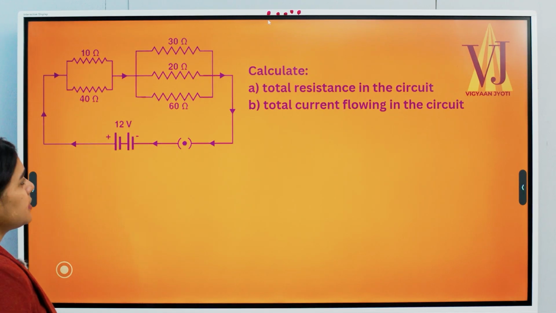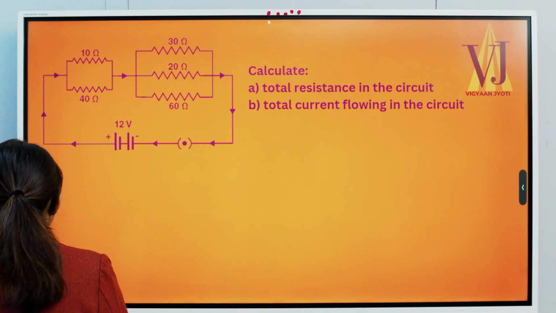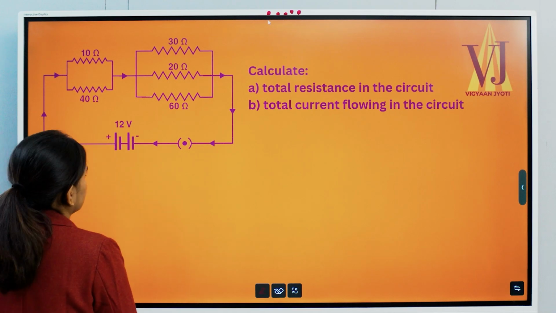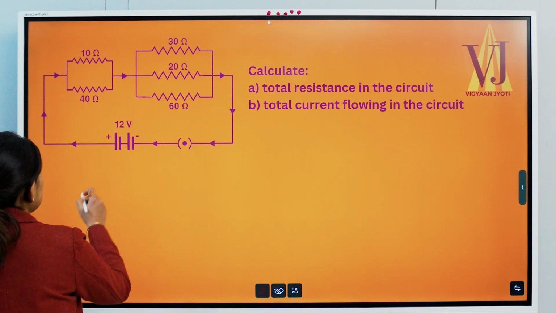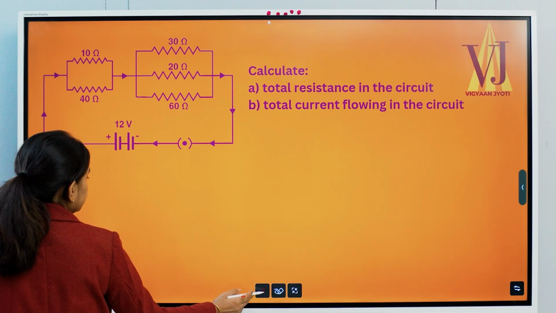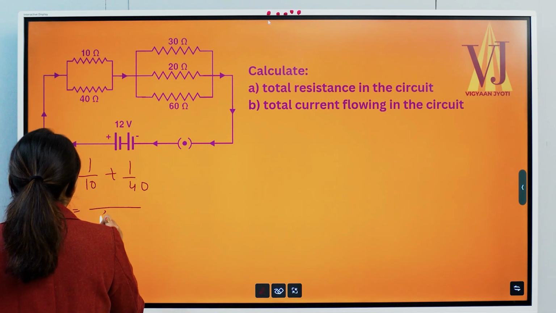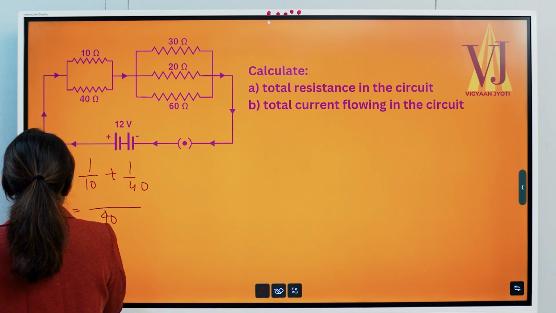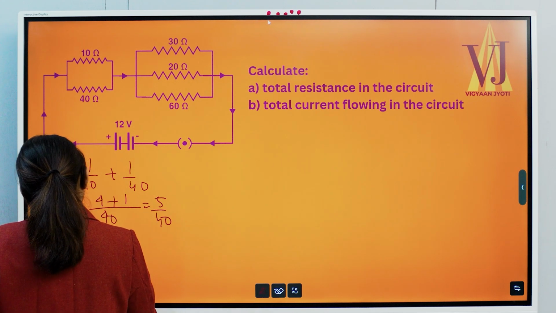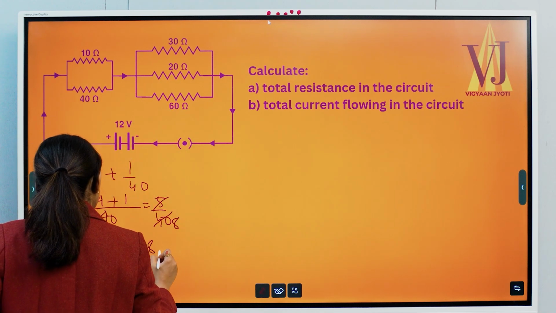Calculate the total resistance in the circuit, total current flowing in the circuit. So they are asking just the total resistance. Okay. So let us see. Whenever the resistance will be like this, we can just solve it part by part. It's easy. So first 1 by 10 plus 1 by 40. That means 5 by 40. That means my overall equivalent resistance for this portion will be 8 ohm.